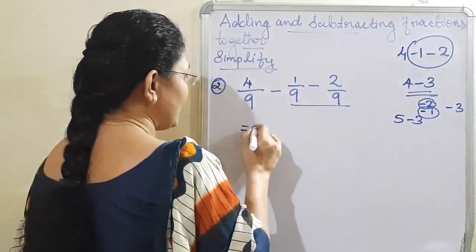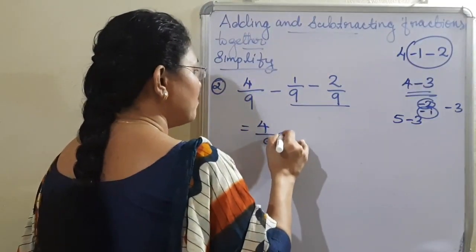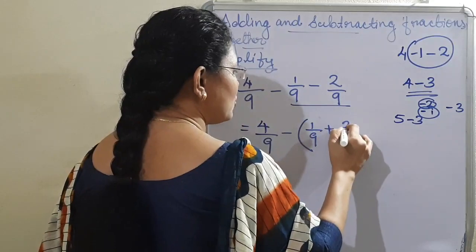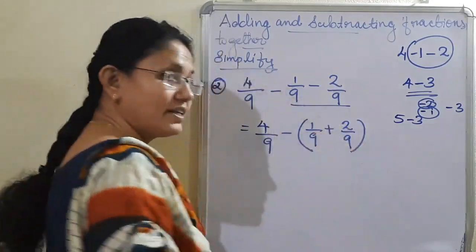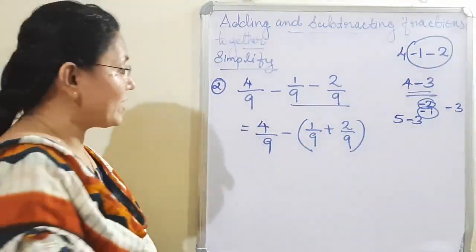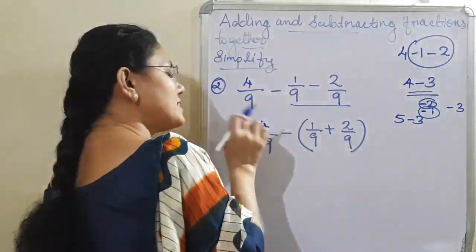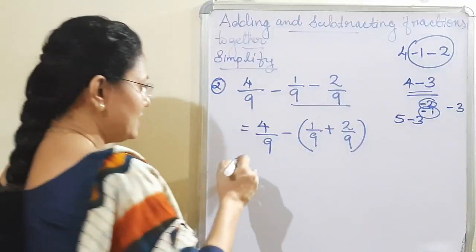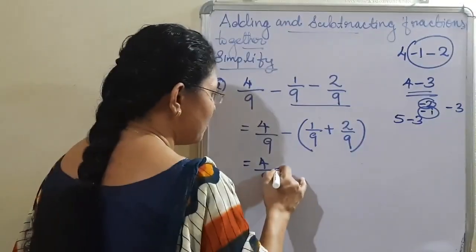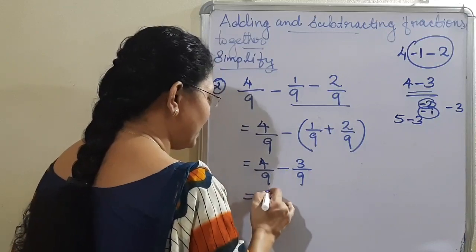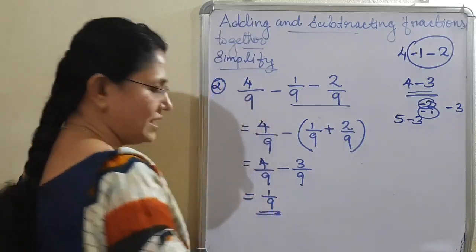Okay. Therefore we can write this as 4 by 9 minus, find its sum, 1 by 9 plus 2 by 9. Find the sum of the fractions with the minus symbol. Actually, it's a sum we are again subtracting from 4 by 9. That is equal to 4 by 9 minus 3 by 9. 4 by 9 minus 3 by 9 is 1 by 9.